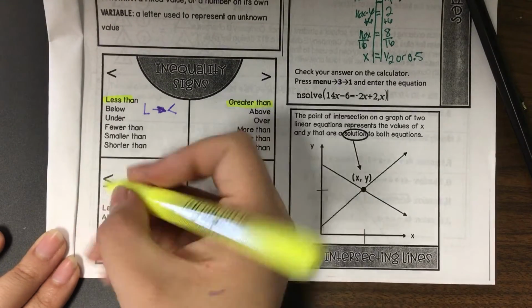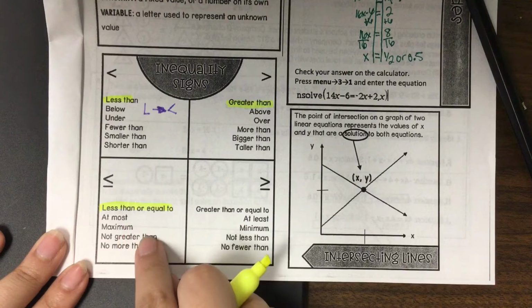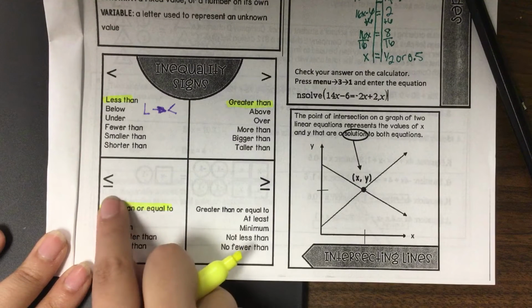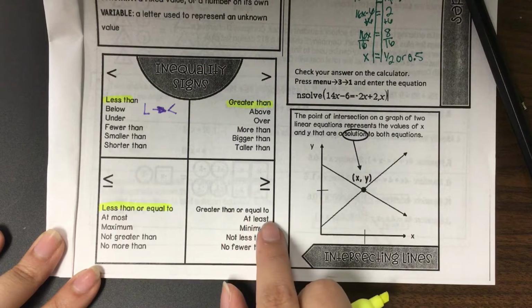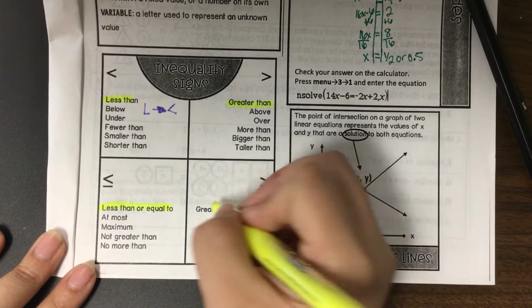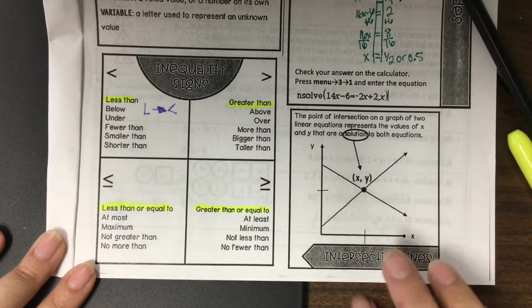Less than or equal to is the name of this symbol. At most, maximum, no greater than, and no more than are all keywords that will require us to use this symbol. Greater than or equal to, at least, minimum, not less than, no fewer than are all words that will cause us to use the greater than or equal to symbol.